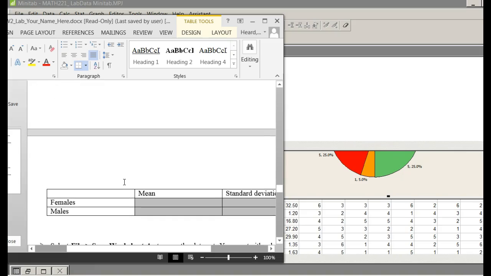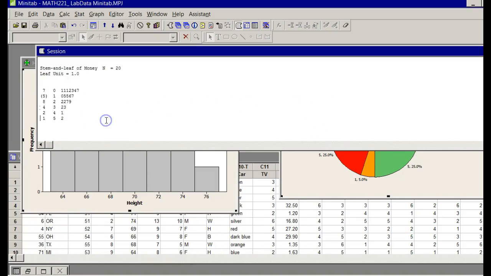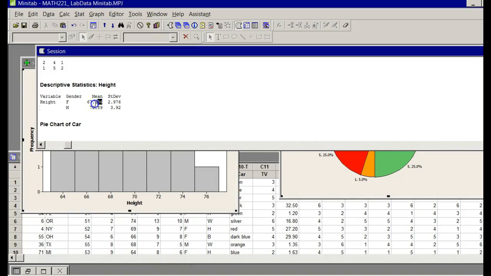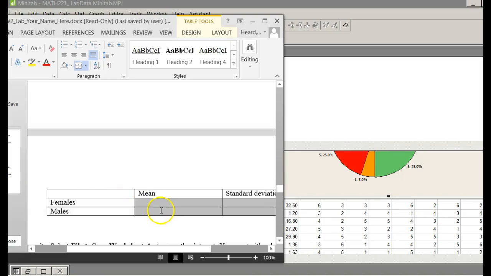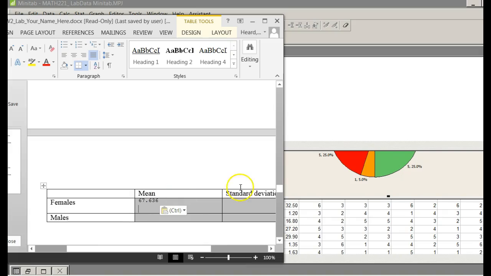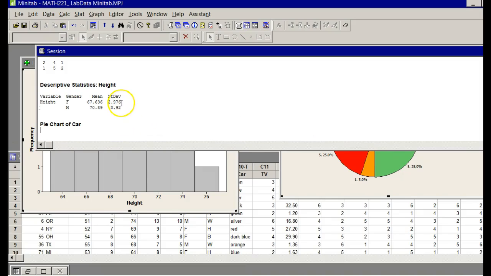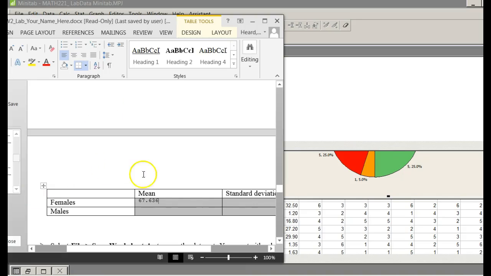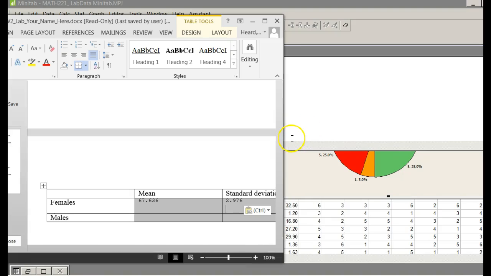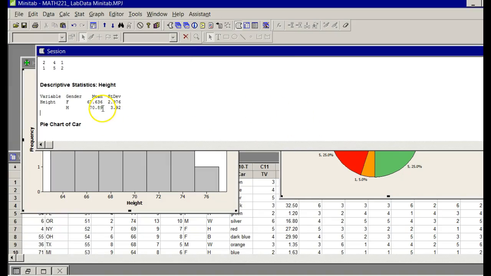Number four, okay, the descriptive statistics. Let's see what we had here. Mean for the females, control C. Mean for the females. Okay, backspace so it looks prettier. Standard deviation, control C. Pop that in there, control V. I'm pasting it in there, backspace so it looks nicer.